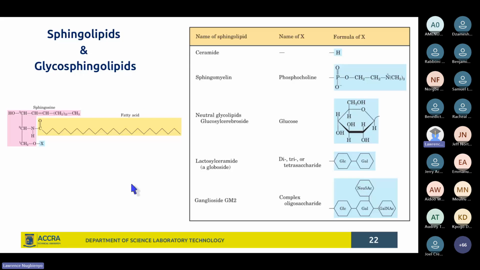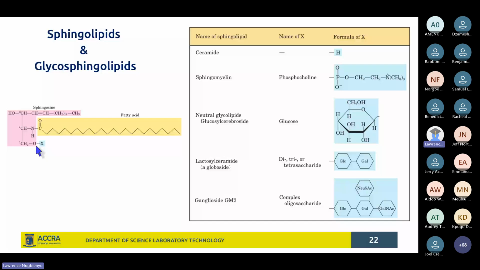Similarly, you have the sphingolipids. So we move on to the next, which is the sphingolipids and the glycosphingolipids. That is to say that in the glycosphingolipids, you have some carbohydrate there, some monosaccharides binding on there, or even oligosaccharides binding. Those will be glycosphingolipids. So we see the sphingosine, which is a 16 carbon structure, shaded in pink, so you can relate with it.